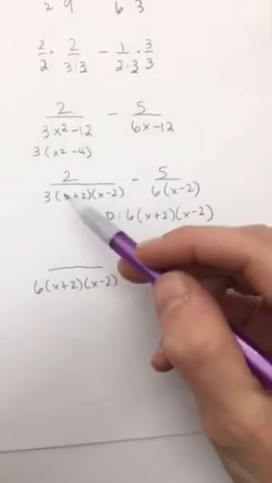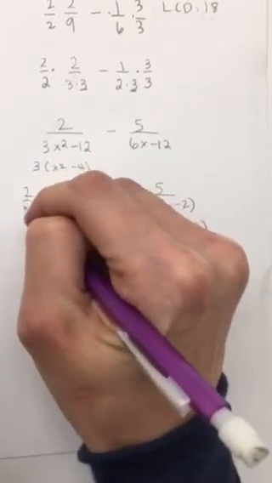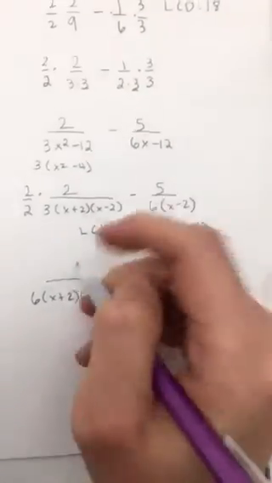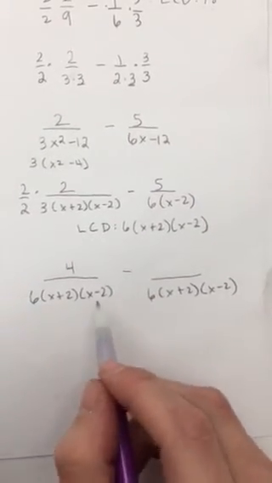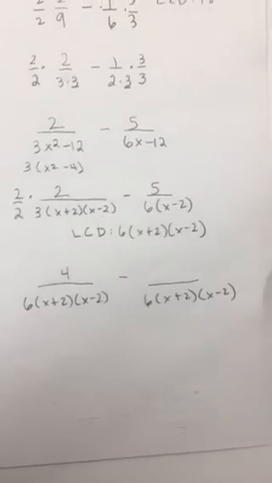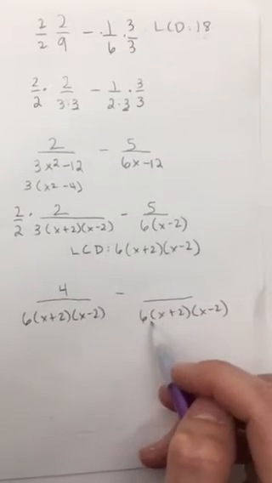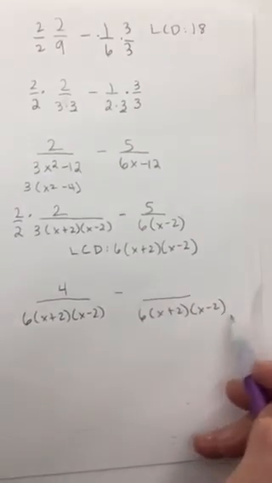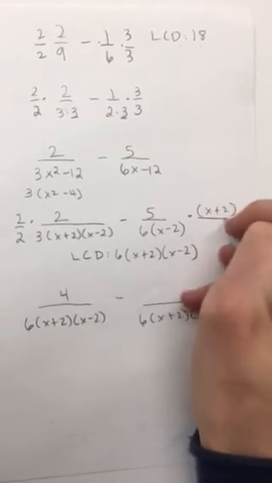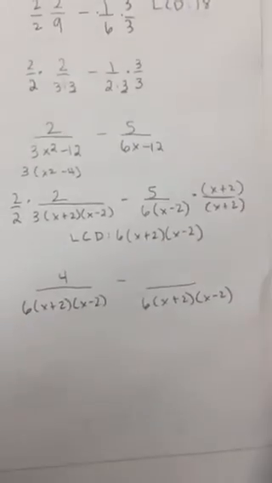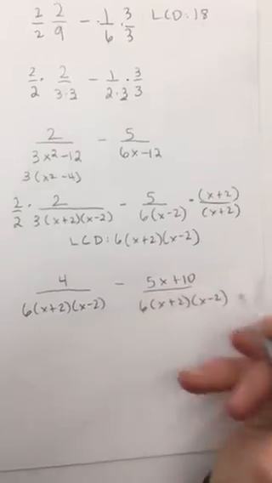Okay, so now I'm trying to transform this into this. What would I have to do? Oh, I just have to multiply by 2 over 2, right? So that gives me 4 in the numerator over my common denominator, 6, x plus 2, x minus 2. And then over here, I'm trying to transform this 6 times x minus 2 into 6 times x plus 2, x minus 2. So here, I would have to multiply by an x plus 2 on top and bottom. All right, so that would give me, let's see, a 5x plus 10.